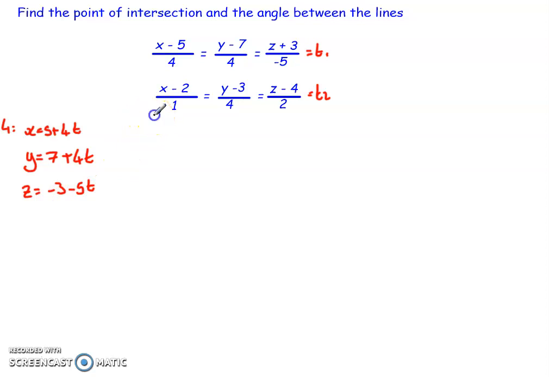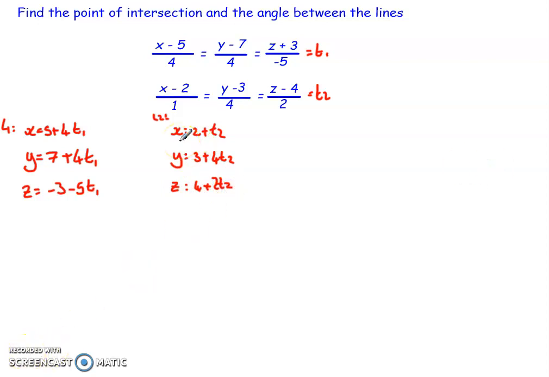If I then look at the second one, so line 2, each of these should have a t2, just to make sure that they're different. Second line, my x would be given by 2 plus t2. My y would be given by 3 plus 4t2. And my z would be given by 4 plus 2t2.